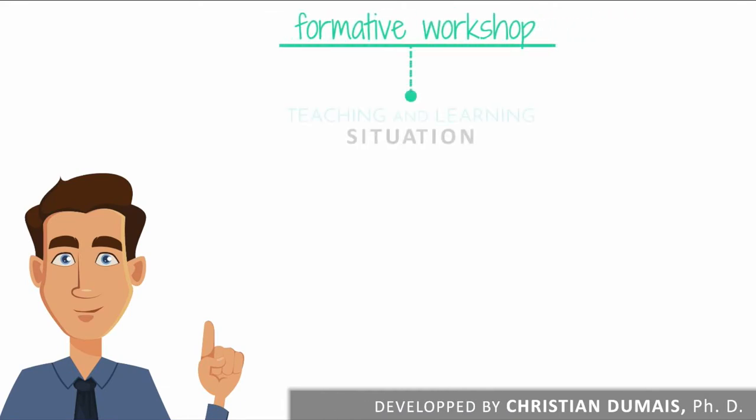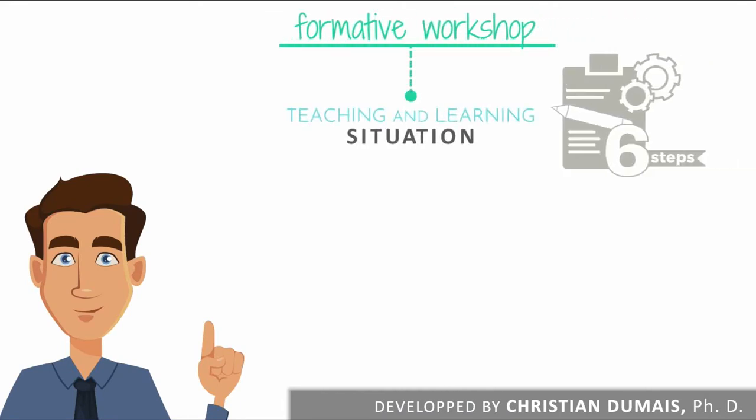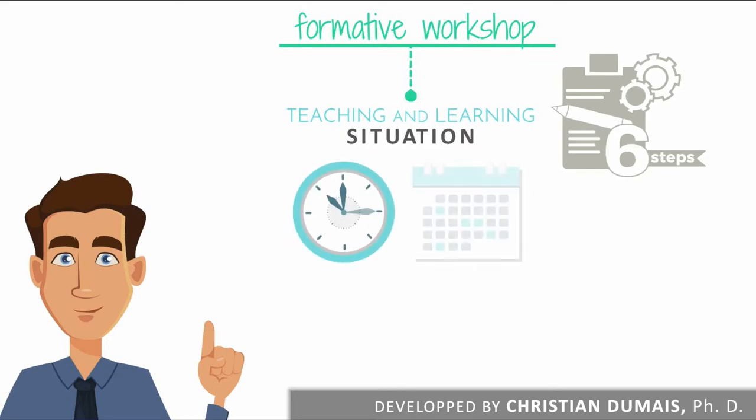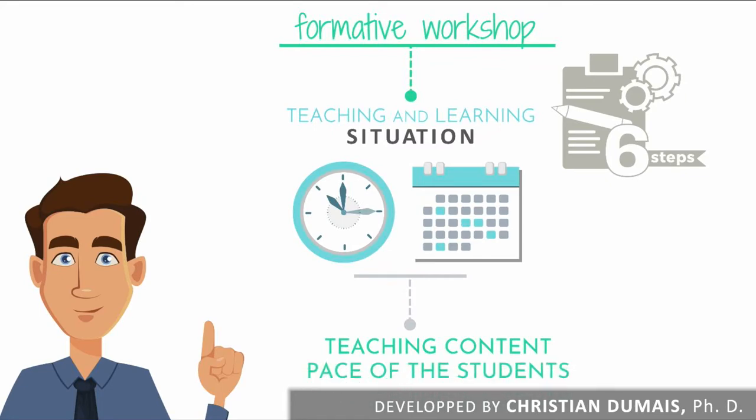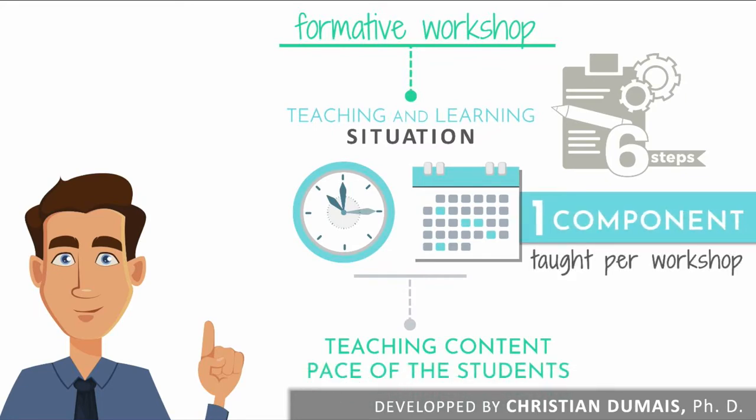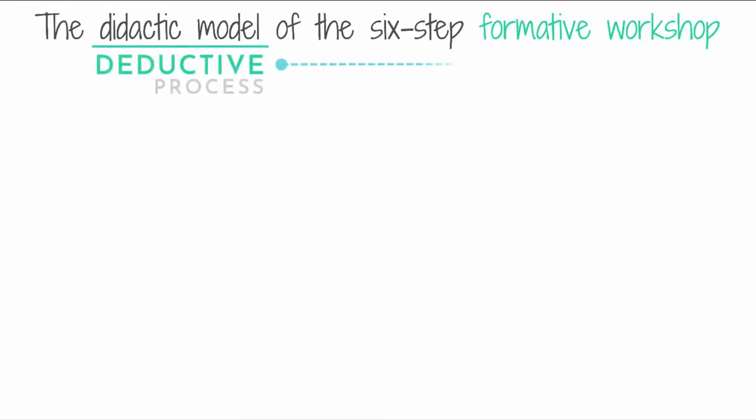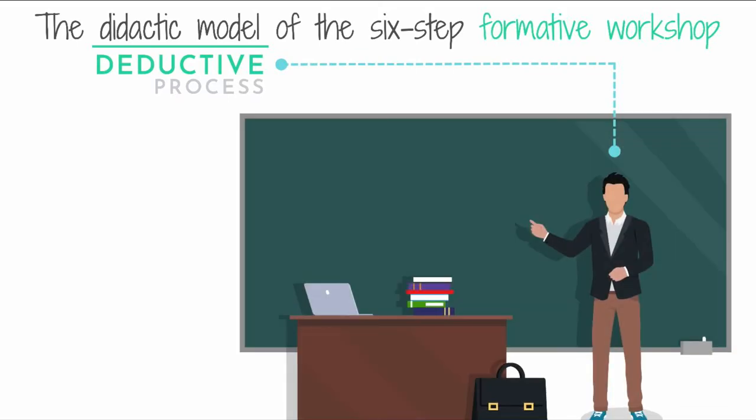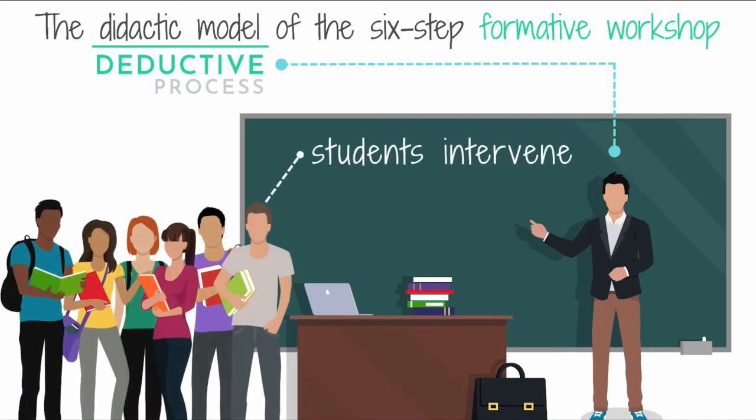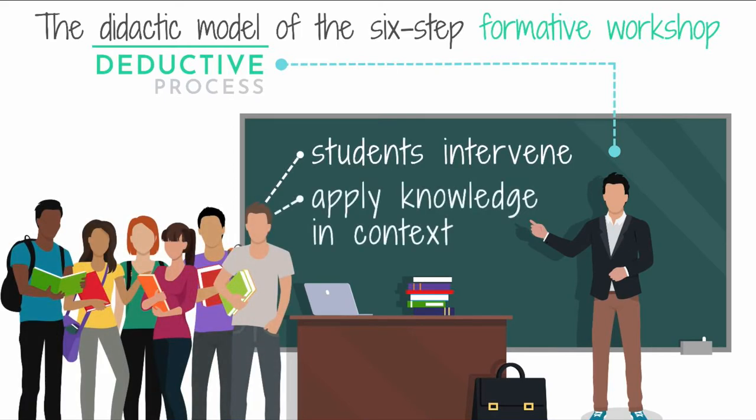It is a teaching and learning situation in six steps that can vary from a few minutes to several periods of the school timetable, depending on the content taught and the pace of the students. Only one component is taught per workshop. The didactic model of the formative workshop is based on a deductive process, which places the teacher in the center of the learning situation. Indeed, the latter ensures the teaching while giving students the opportunity to intervene and ensures that students apply the newly gained knowledge in a realistic context.